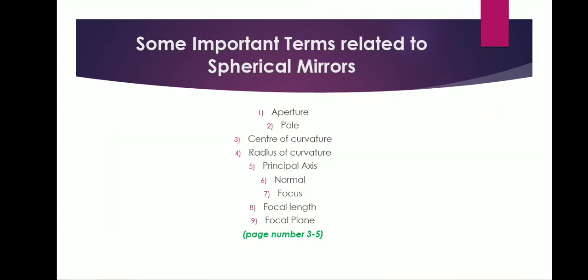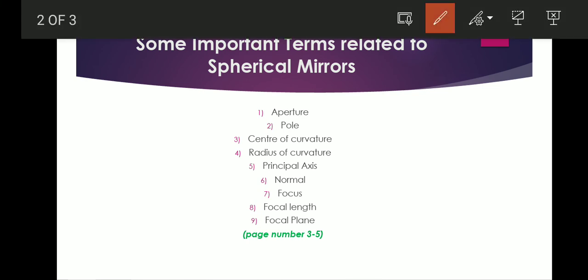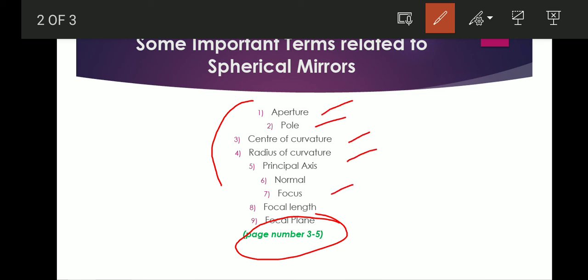Here, we have 9 important terms related to spherical mirrors. All these important terms, each definition, are available in page numbers 3 to 5. You will see aperture, pole, center of curvature, radius of curvature in page numbers 3 to 5. So you have to write down all these definitions in your notebook, and send it to me before 7 p.m. Thank you.